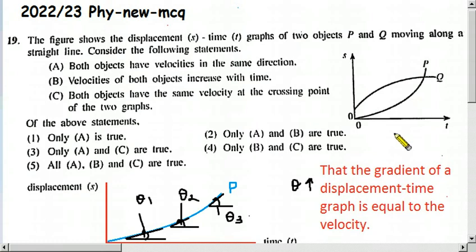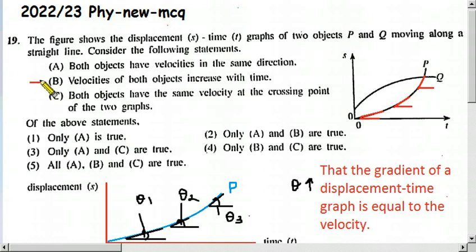We can see that the gradient of the given graph for the motion of the object P increases gradually. So like this, the angle increases, so the gradient increases, so the velocity increases. You have to get the angle from parallel to the x-axis. So the theta increases from the beginning to end, continuously. So we can say that the velocity continues to increase. So the velocity of graph P increases. That is correct, but here both objects have velocities in the same direction. We have to now check the direction also.